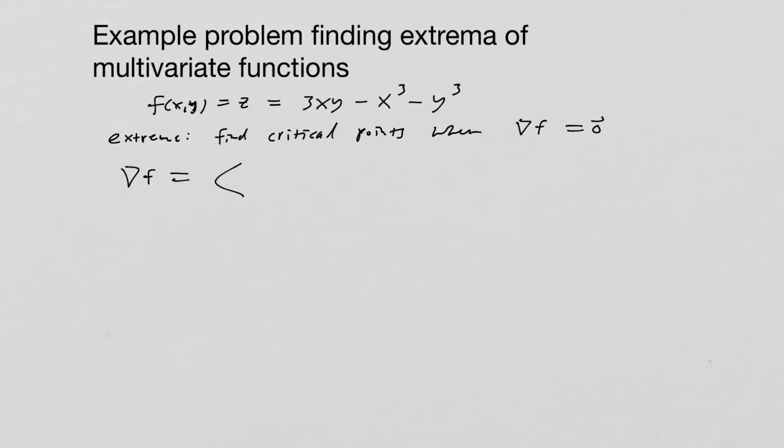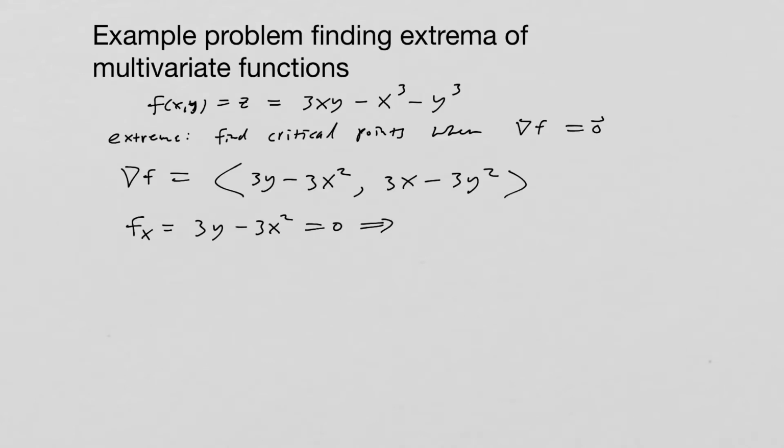So let's do it. We take the derivative with respect to x. We get 3y minus 3x squared. Likewise, we find 3x, if we take the derivative with respect to y, minus 3y squared. Right, so fx is equal to 3y minus 3x squared, and we're going to set that equal to 0. And what we get is, of course, that x squared is equal to y. So there's a whole set of points, a parabola, where the x derivative is equal to 0.